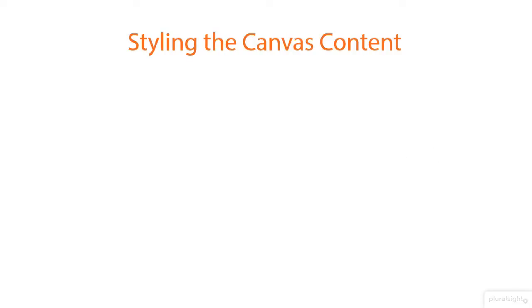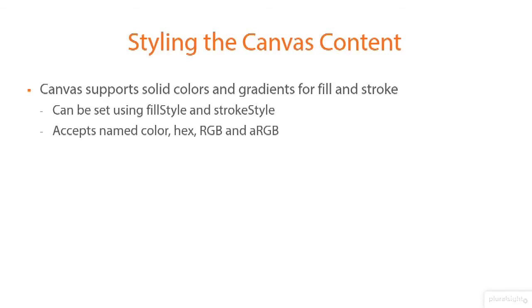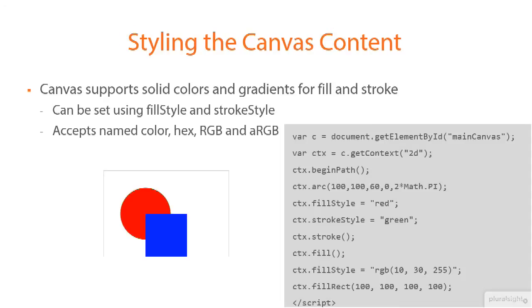Now the arc method in the previous example was just a border. We can of course apply styling on the elements we are drawing on the canvas. On the canvas, there's support for applying solid colors as well as gradients on elements for both the fill and the stroke. To apply such a style, we use the fill style property for the fill color and the stroke style property for the stroke color.